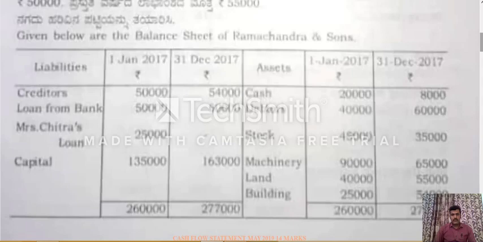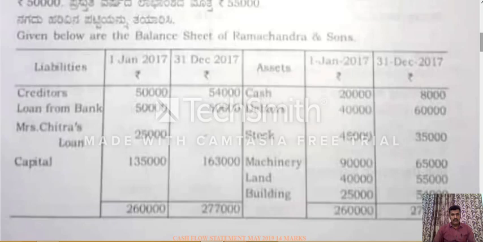Hello students, we are working with the problems on cash flow statement. In continuation of that, in this class, I am going to explain the May 2019 examination problem. So here you are asked to prepare a cash flow statement. Let me explain the problem first.